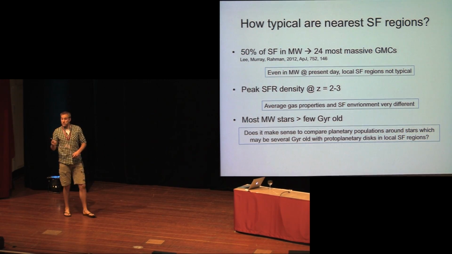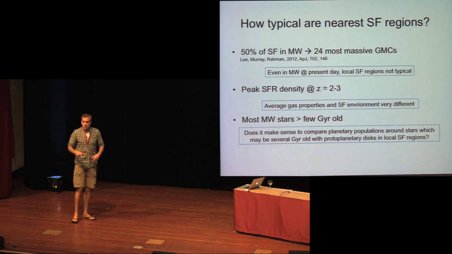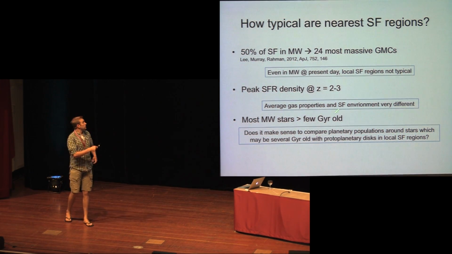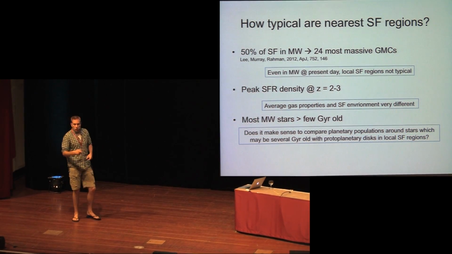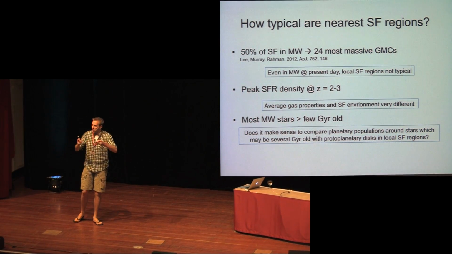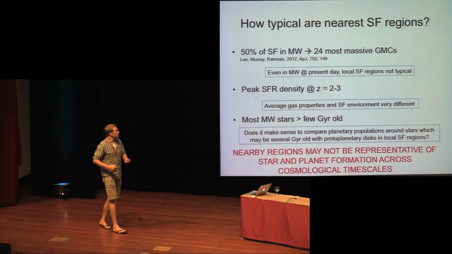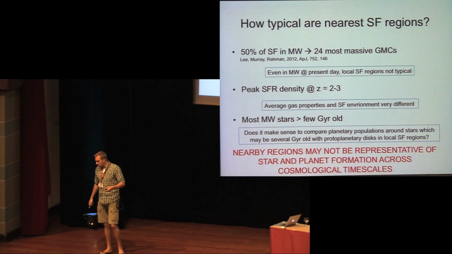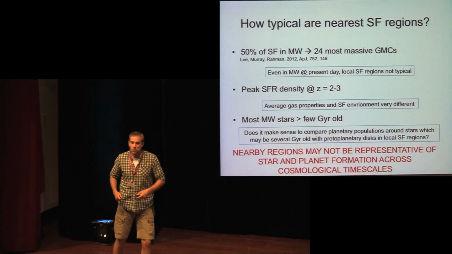The average gas properties at redshift 2 to 3 were substantially different. So if you have stars that formed at this epoch, does it actually make sense to compare something that formed a long time ago, if you're looking for planets around nearby stars in Kepler or something, to the disks in nearby regions? So the point here is that maybe these nearby regions aren't representative of star and planet formation across cosmological timescales.